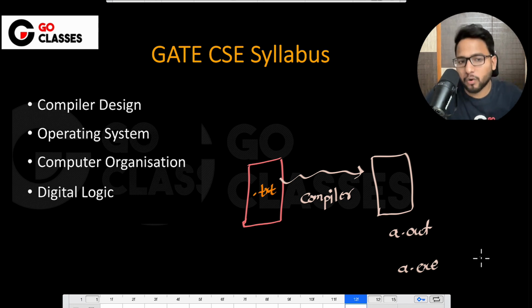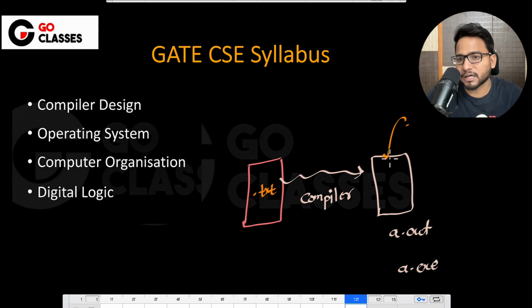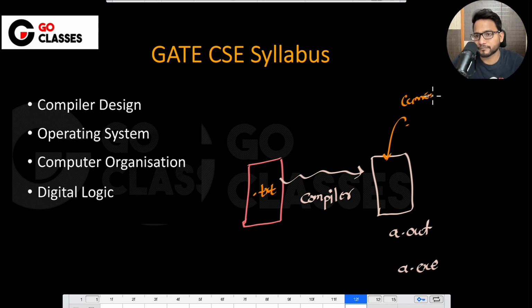Okay, currently not running. So you can say that this is currently not running. But this is an executable file in the sense that if you want, you can run it directly. Okay, so that's where you need the compiler.